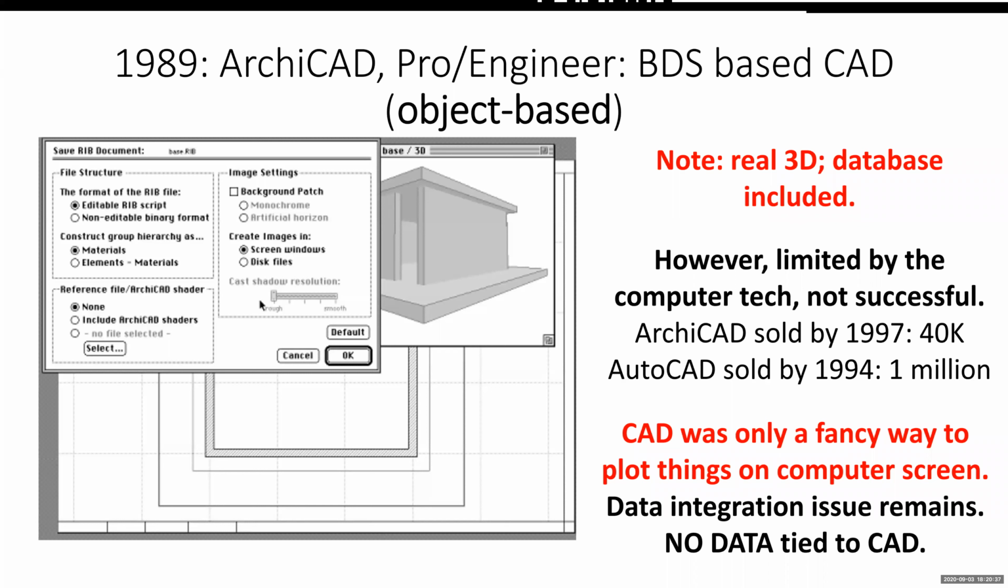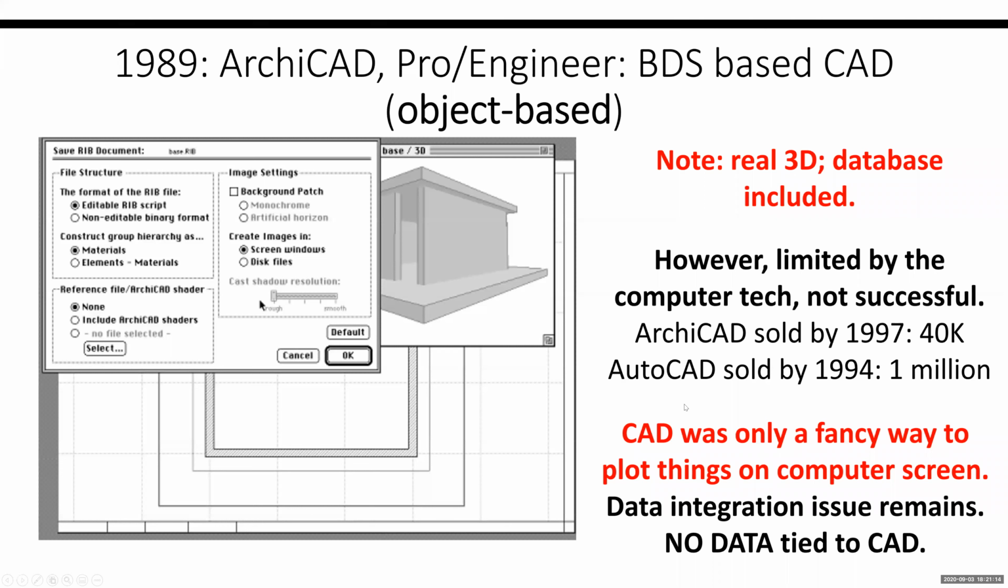So limited by the computer technologies, they were not successful, okay? By 1997, about 80 years after the first version of ArchiCAD, they only sold about 40,000 copies. But AutoCAD, the 2D thing, by 1994 already sold 1 million copies, okay? So CAD, at that time, was only a fancy way to plot things on the computer screen, the lines. Data integration issues remain there. No data tied to CAD at that time, all right?